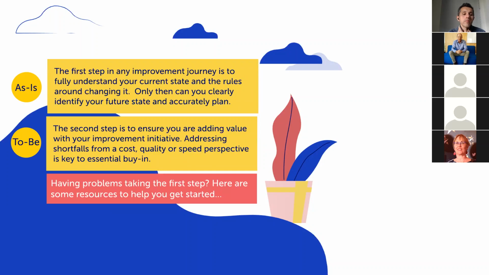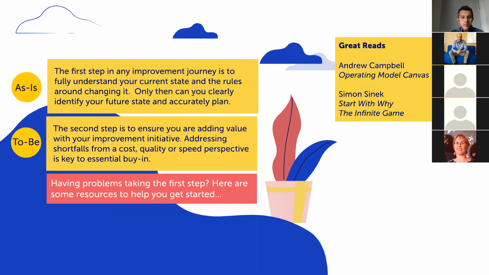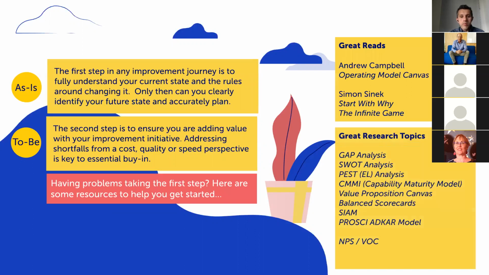And I've just put some resources on here to have a look at, and we can go through these in a little bit to analyze them further. We've talked about gap, we've talked about SWOT, we've talked about PESTLE. I'm going to leave the next one because I know Ali likes to talk about this. We've talked about the balanced proposition canvas. Everyone should know what balanced scorecards are. I've put SIAM, Prosci and ADKAR just because they came up in other presentations.